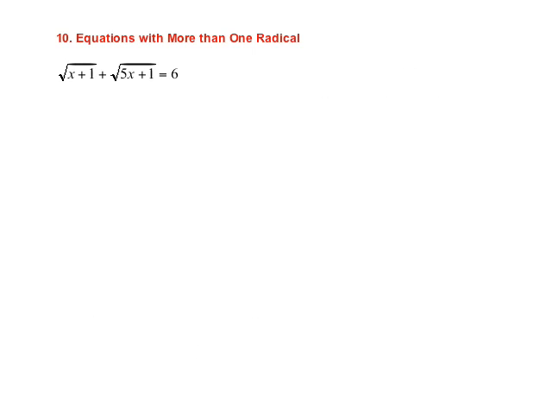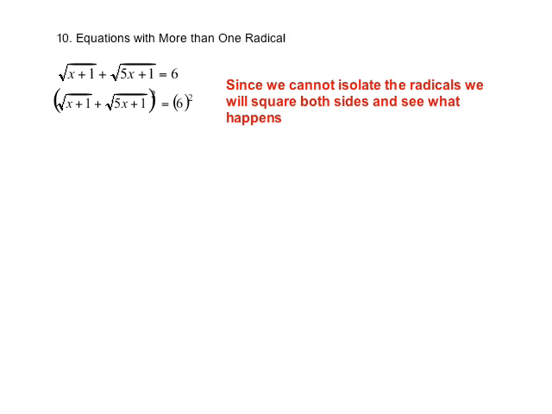Equations with more than one radical. The square root of x plus 1 plus the square root of 5x plus 1 equals 6. Now this is more complicated because there's two radicals and there's no way we can get just a single radical on one side by itself. Since we cannot isolate the radicals, we will square both sides and see what happens.